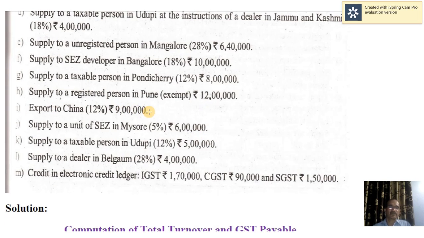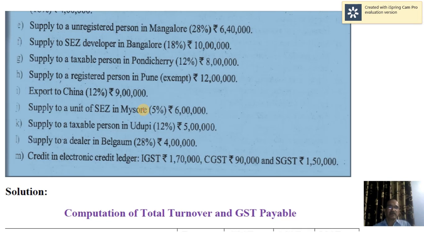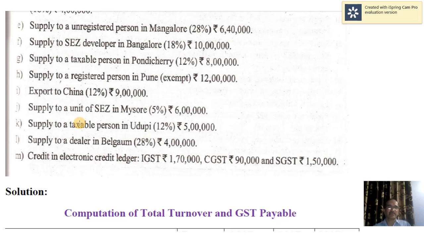Export to China, okay, export supply, and no tax is levied here, zero rated. Supply to a unit of special economic zone in Mysore. Special economic zone means zero rated, no tax. Supply to a taxable person in Udupi, so intra-state transaction, so taxable but at the rate of 6% each. Supply to a dealer in Belgaum, again within Karnataka, so taxable at the rate of 14% each as CGST and SGST.